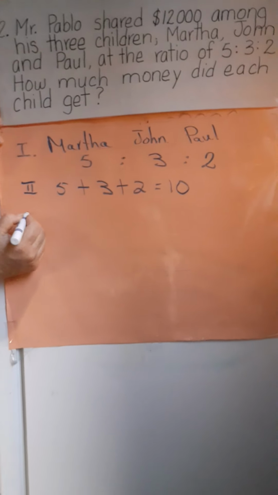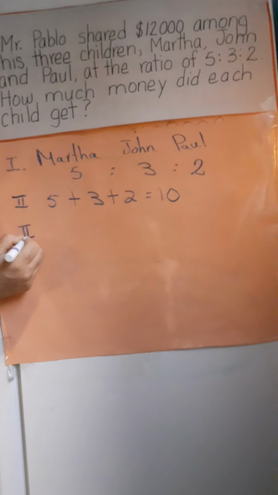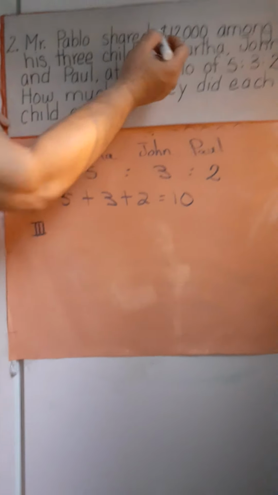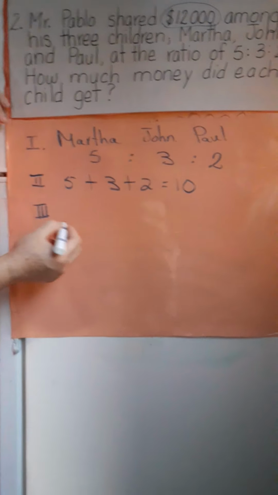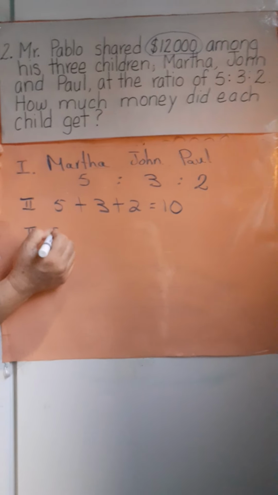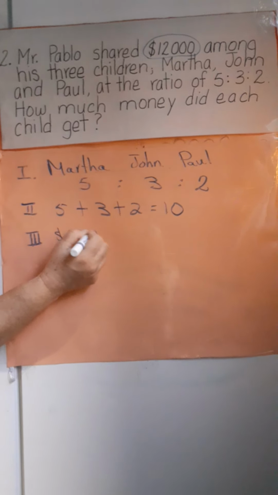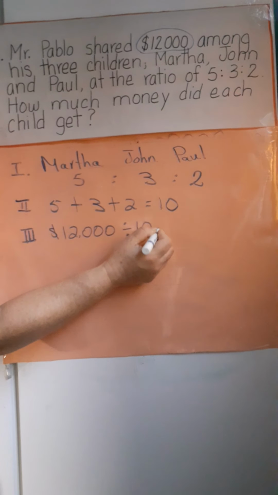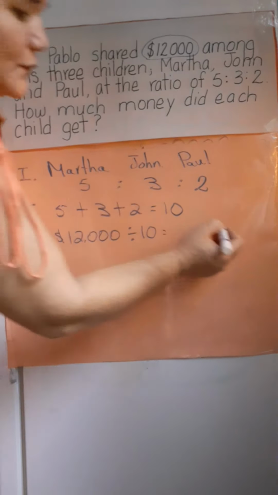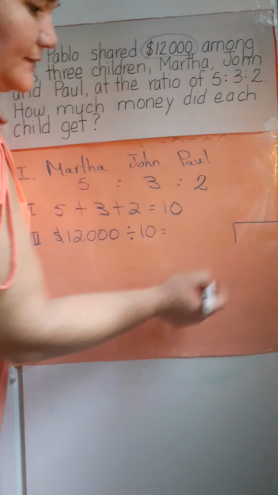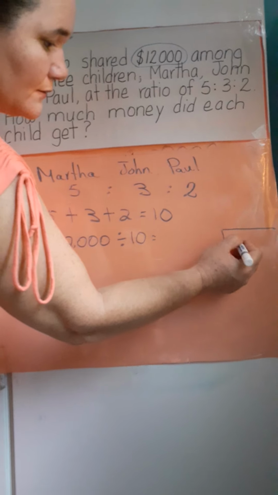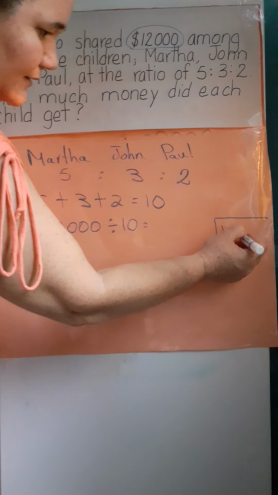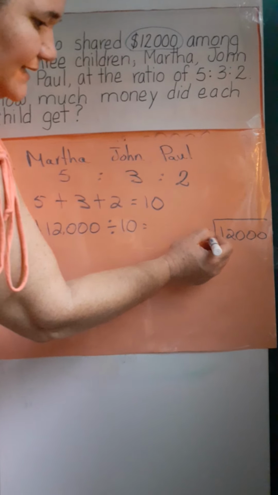Okay? Now, on step 3, we are going to divide the total amount. Okay, the total amount is 12,000. So we are going to divide 12,000 divided by 10. All right, so we can do that on our rough work. 12,000 divided by 10.